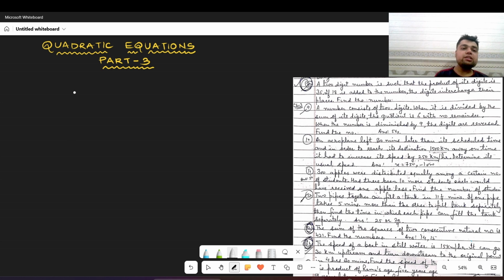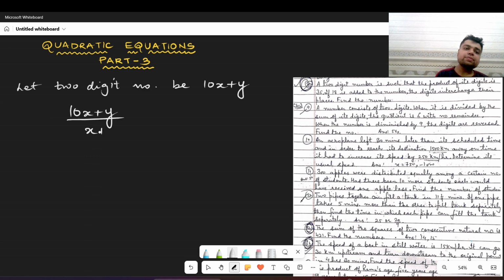So, 2-digit number, so again let the 2-digit number be 10x plus y. Now it's saying if I divide with the sum of the digits, that means 10x plus y upon x plus y is equal to what? I am getting 6 as quotient, and there is no remainder. The second, it is saying that if I diminish, that means subtract, 9, the digits get interchanged.